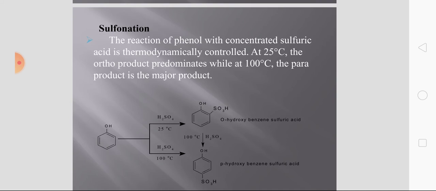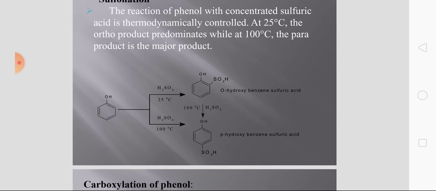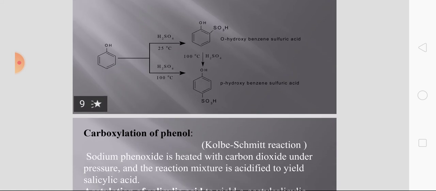Now comes sulfonation. The reaction of phenol with concentrated sulfuric acid is thermodynamically controlled. At 25 degrees centigrade, the ortho product predominates, while at 100 degrees centigrade, the para product is the main product. Look here, when phenol is reacted with sulfuric acid at low temperature, 25 degrees centigrade, then ortho-hydroxybenzene sulfonic acid will be formed, and at higher temperature, 100 degrees centigrade, para-hydroxybenzene sulfonic acid will be formed. Here temperature plays a great role.